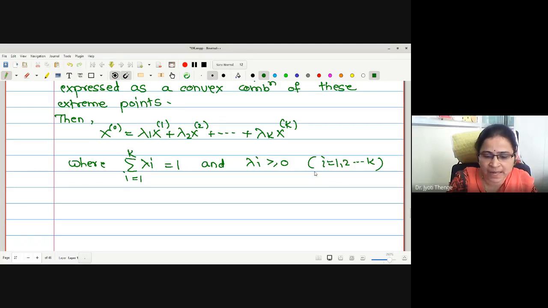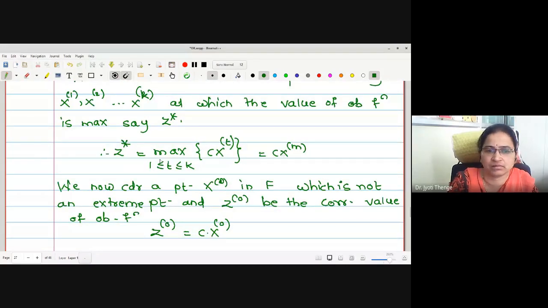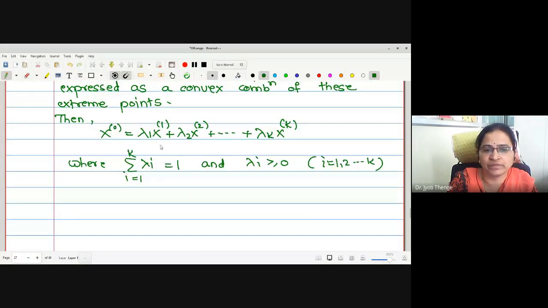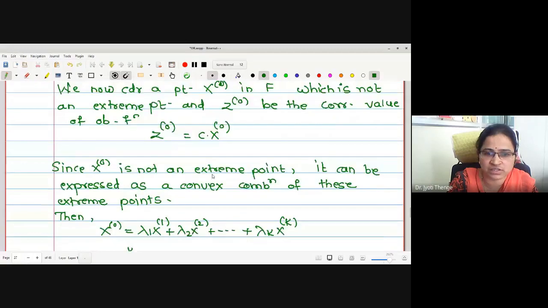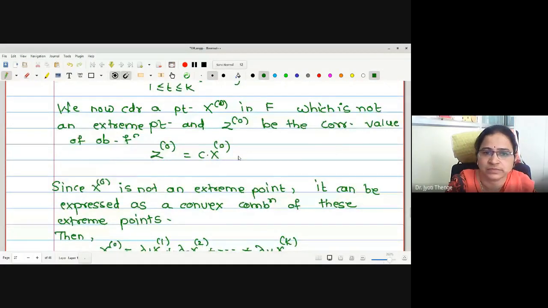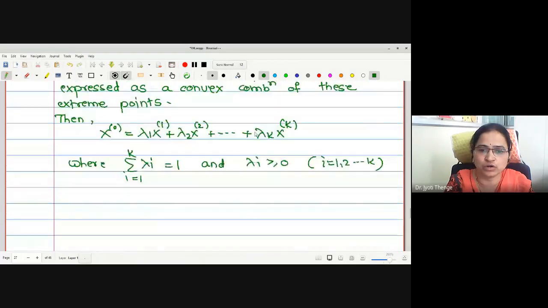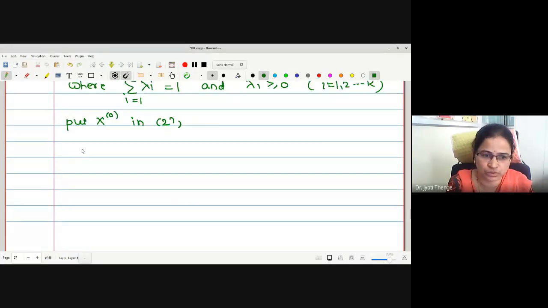Fine to everyone? Now what we will do, we'll try to find out the relation between Z0 and Z star. In order to find Z0, we will multiply this equation by C on both the sides, so that it will be Z0. Or I can say substituting this X0 here. Let me call this 1 and let this be 2. Now we will put the value of X0 in 2.